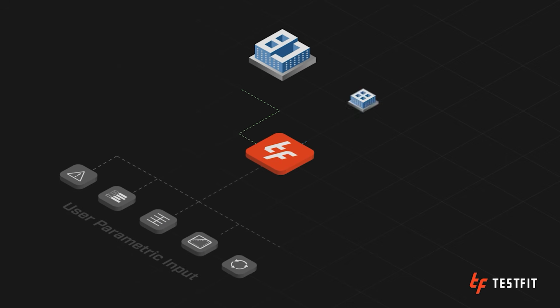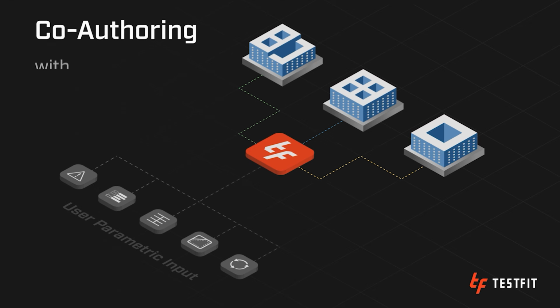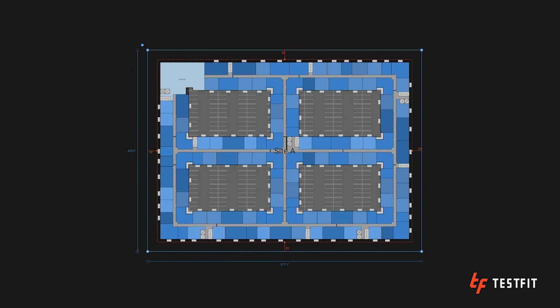TestFit is a real estate feasibility platform that makes site planning easy. TestFit uses real-time AI to optimize for the best design solution for every site based on user parametric input. So first you tell the AI what you need on your site based on your site requirements like unit mix, setbacks, site circulation, parking ratios. TestFit generates the best buildable solution.